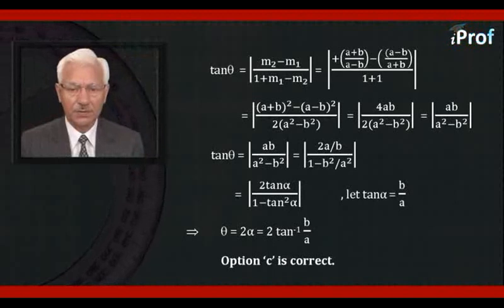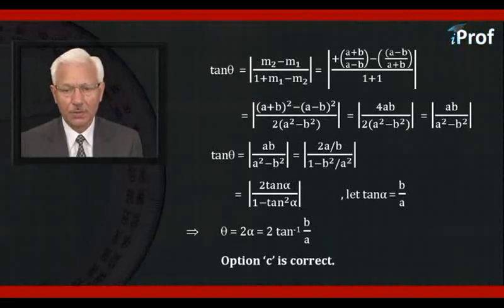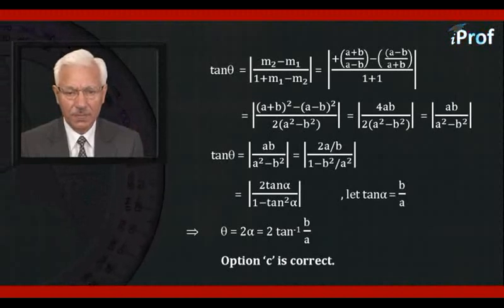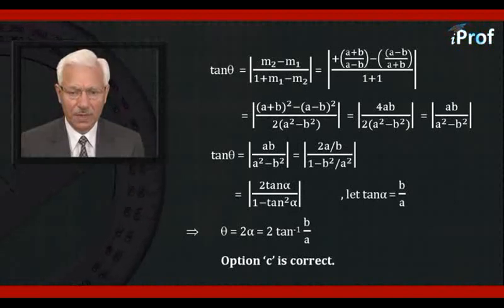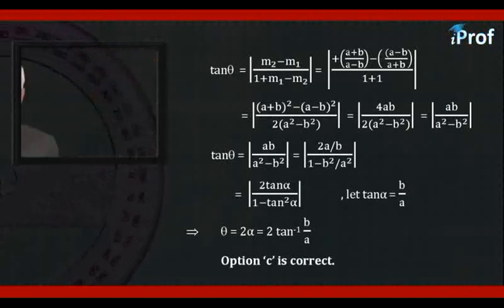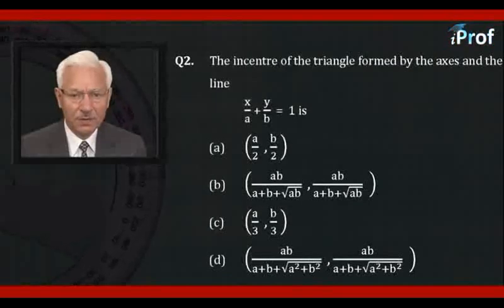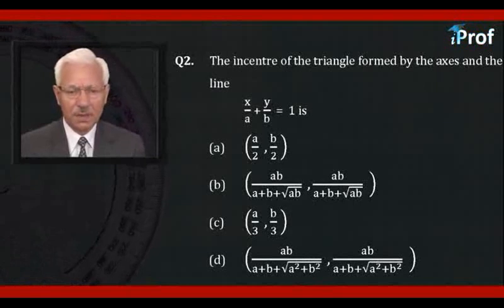Therefore, tangent theta is equal to modulus of 2b upon a upon 1 minus b square by a square. Let tangent alpha equal b upon a. We get tangent theta equal to 2 tangent alpha upon 1 minus tangent square alpha, which is tangent 2 alpha. Hence, theta is equal to 2 times alpha, which is 2 times tangent inverse b by a. Option C is correct.